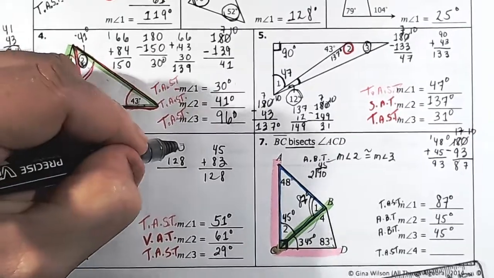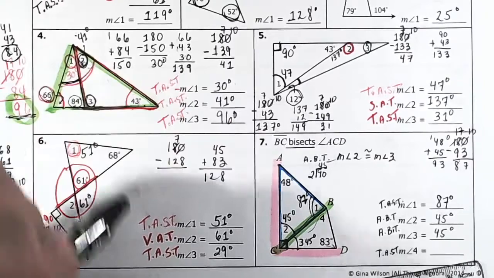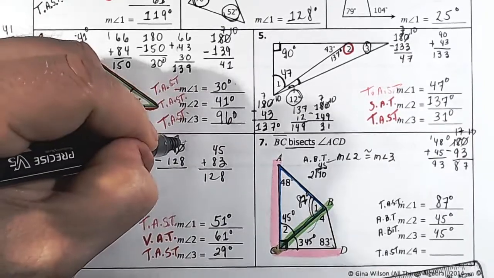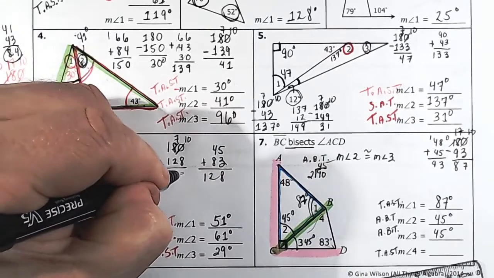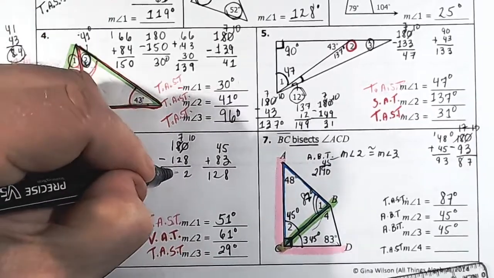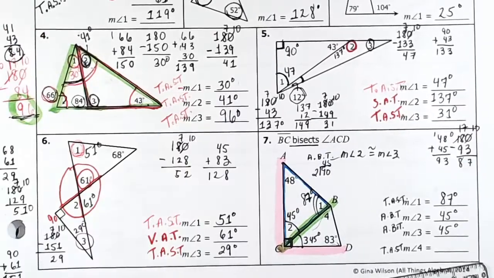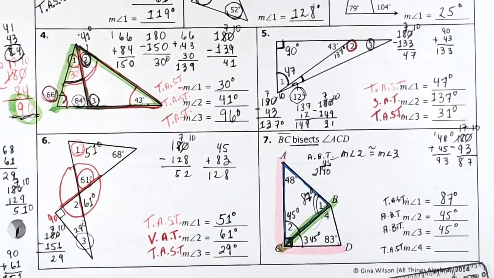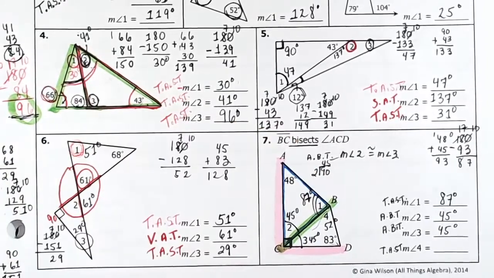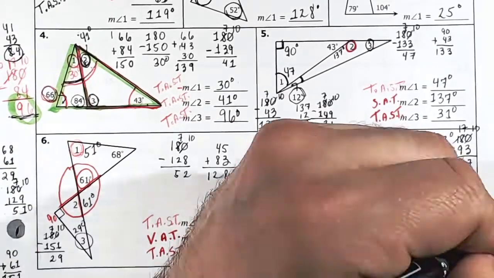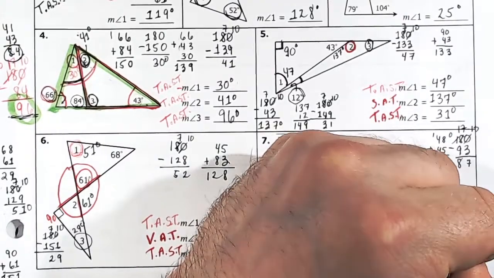Okay, so I'm going to have to borrow, turn this into a 7, and turn that 0 into a 10. 10 minus 8 is 2. 7 minus 2 is 5. And 1 minus 1 is 0. So I claim it's 52 degrees. Measure of angle 4 is 52 degrees. And the key says that we are on target, 52 degrees.